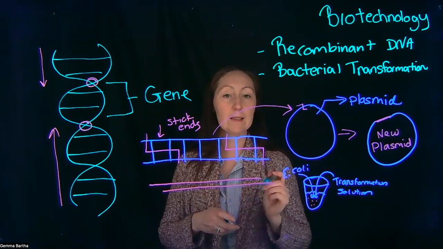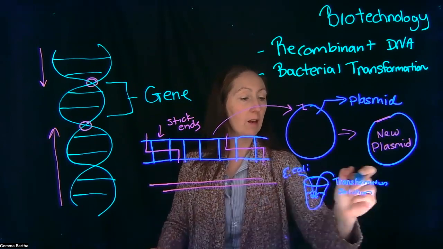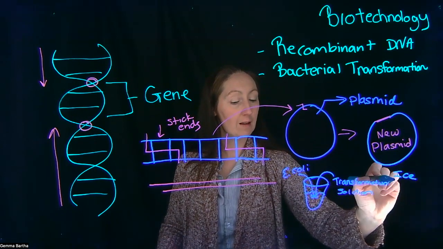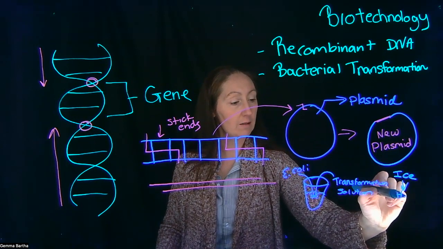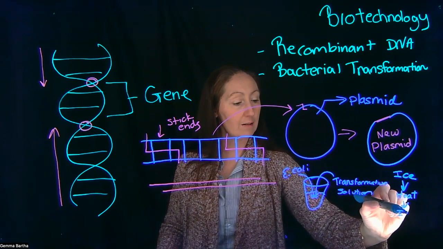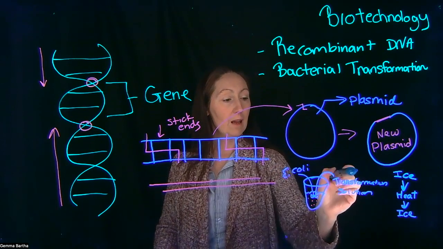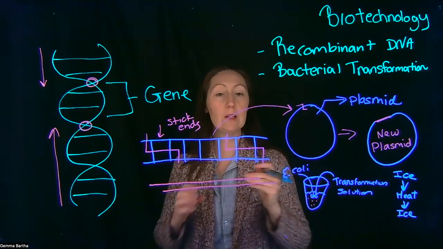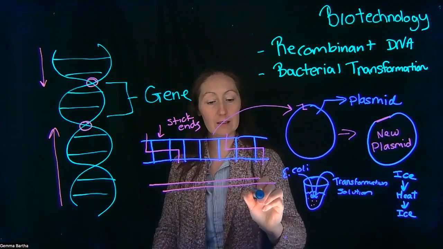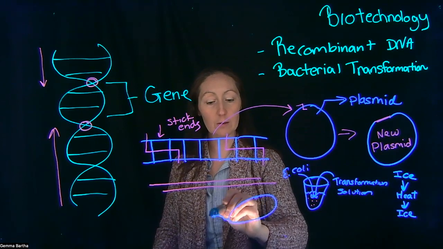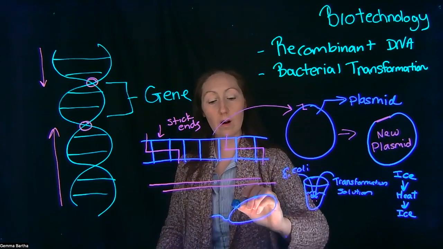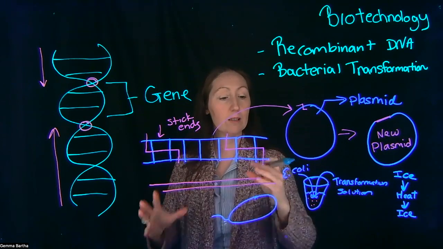Then what we're going to do is something called heat shock. We're going to have this on ice. So it's going to be ice and then heat very quickly, and then ice again. What's that going to do? The heat is going to allow pores. So that's going to allow the bacteria. So let's just say this is your bacteria, this is your prokaryote, and we'll say that it has a little flagella. And so the cell wall actually will have these become porous.